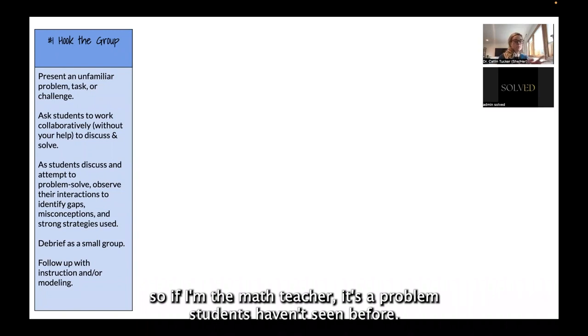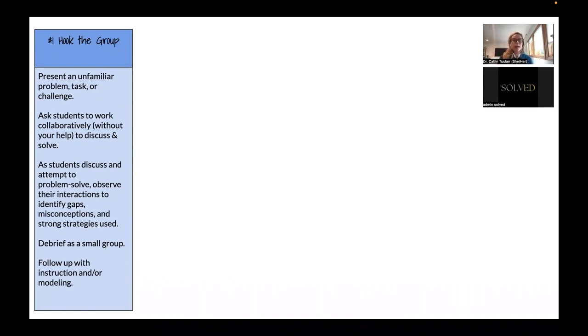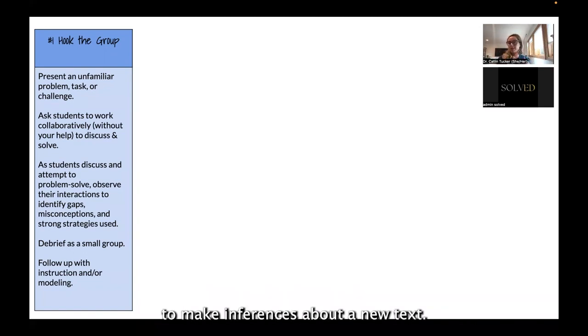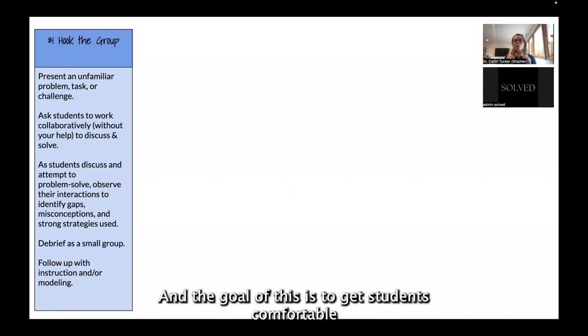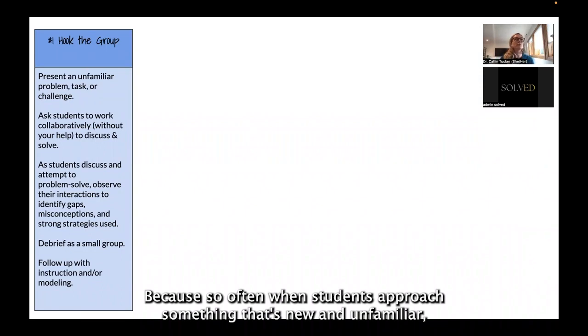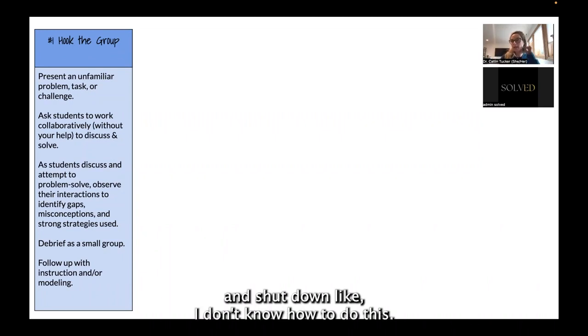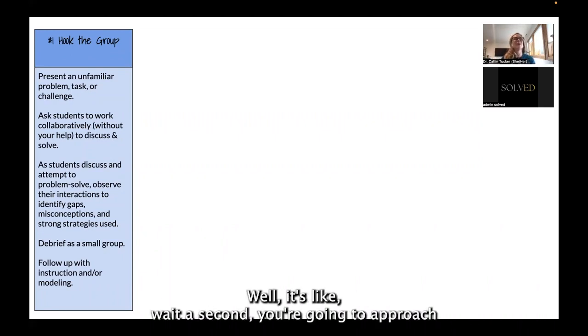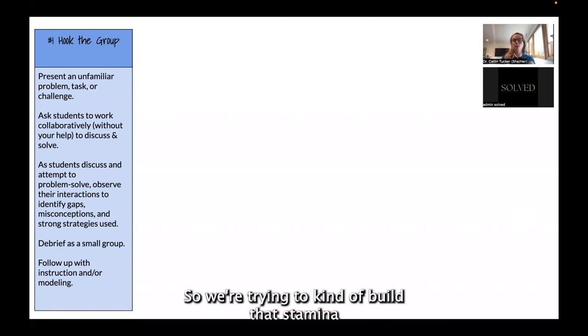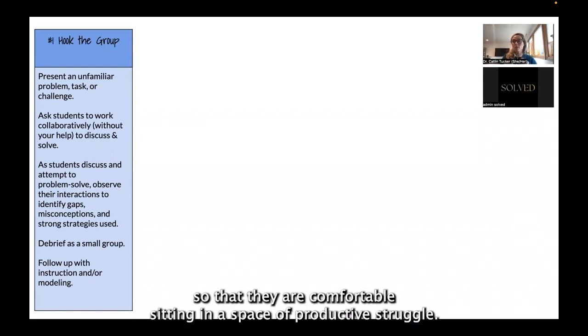So if I'm a math teacher, it's a problem students haven't seen before. If I'm an English teacher, maybe it is asking students to make inferences about a new text. And the goal of this is to get students comfortable approaching tasks that are unfamiliar, because so often when students approach something that's new and unfamiliar, they just kind of throw their hands up in the air and shut down. Like, I don't know how to do this. Well, wait a second, you're going to approach a lot of things in your life that you don't initially know how to do.